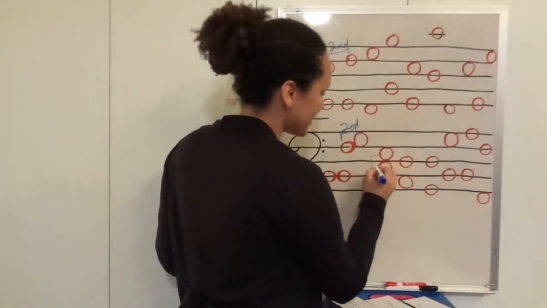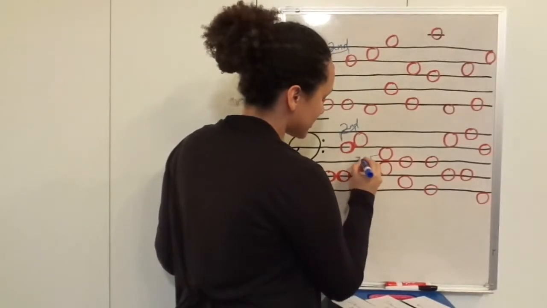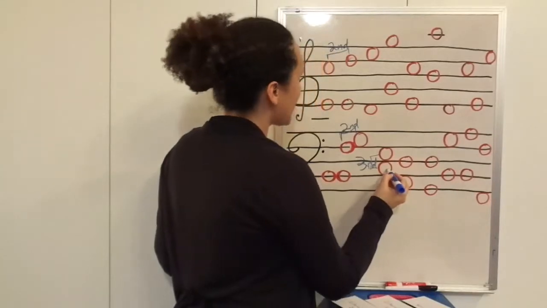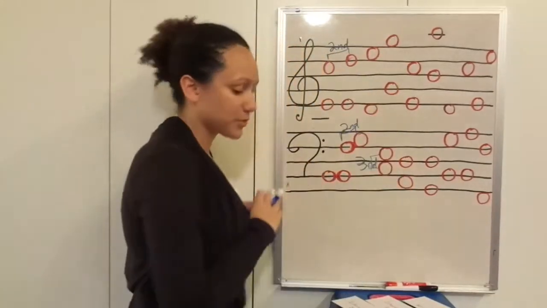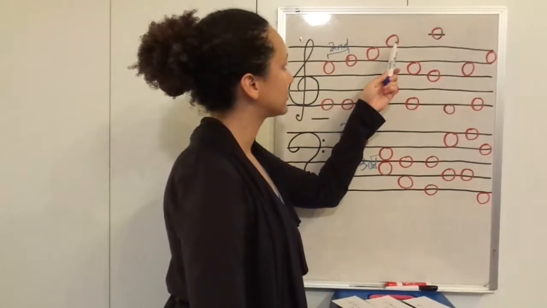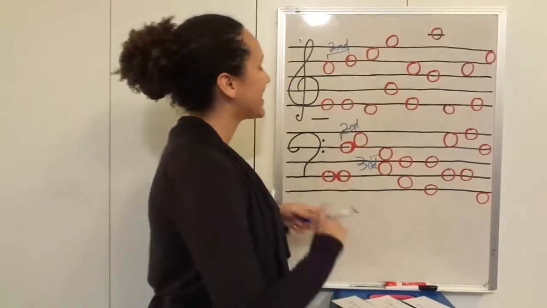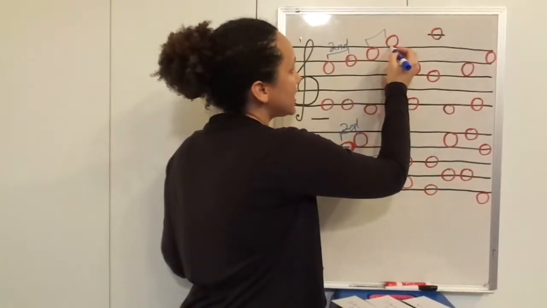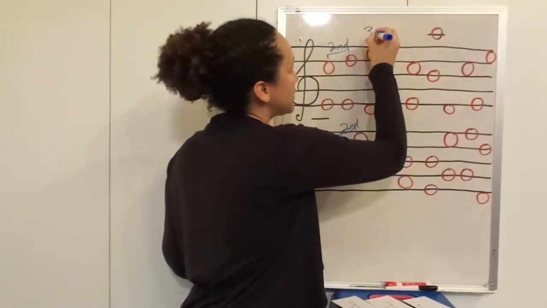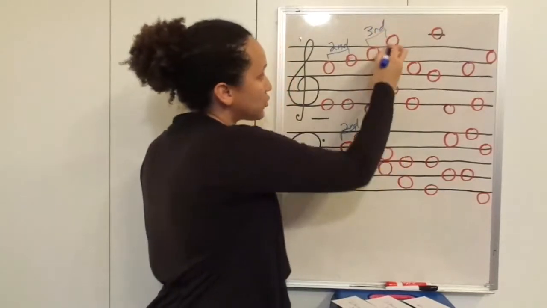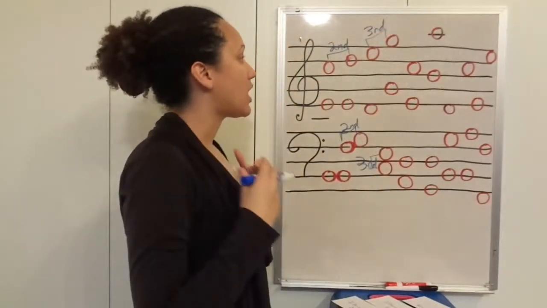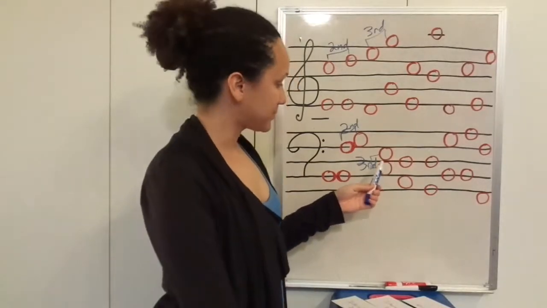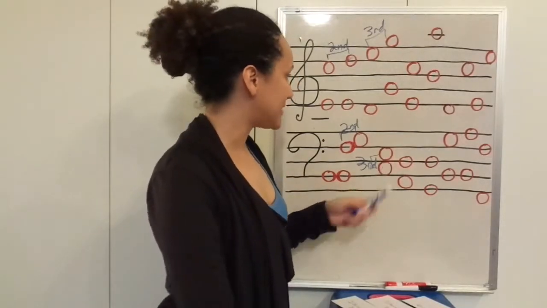So we'll do right here, and this is the third, right there. And then up here, there's another third. And we'll identify that. It's E to G, and right in here, the line note, or F, is in between. So there's our third. This is one after another, or melodically, and this is together, or harmonically.